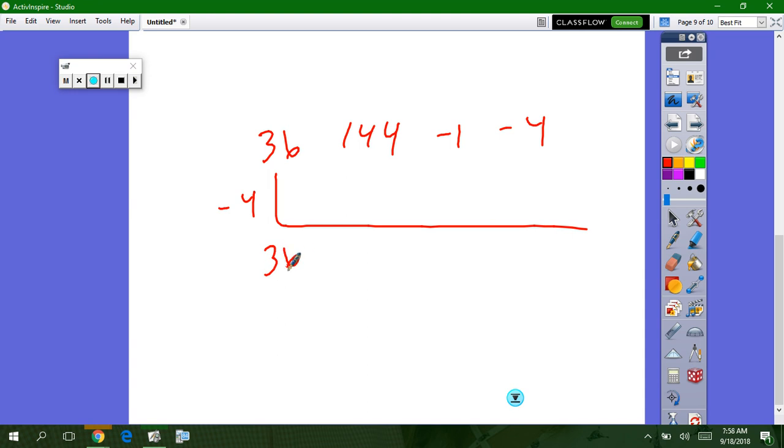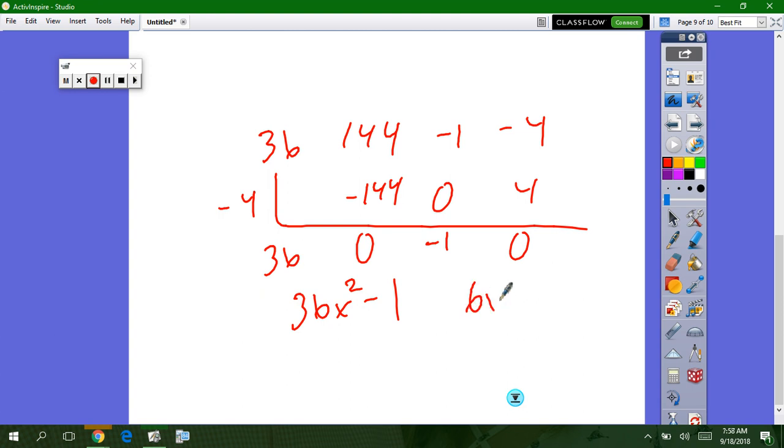-4 times 36 is -144, which cancels out. What's left over? 36x squared minus 1, which by our factoring we already saw. What is this called? Difference of squares. So this is 6x minus 1 and 6x plus 1. And what was our other factor? X plus 4. So that's all of it in factored form.